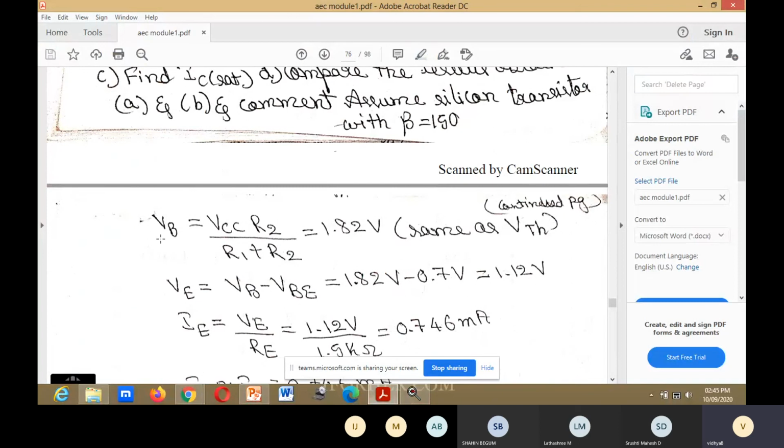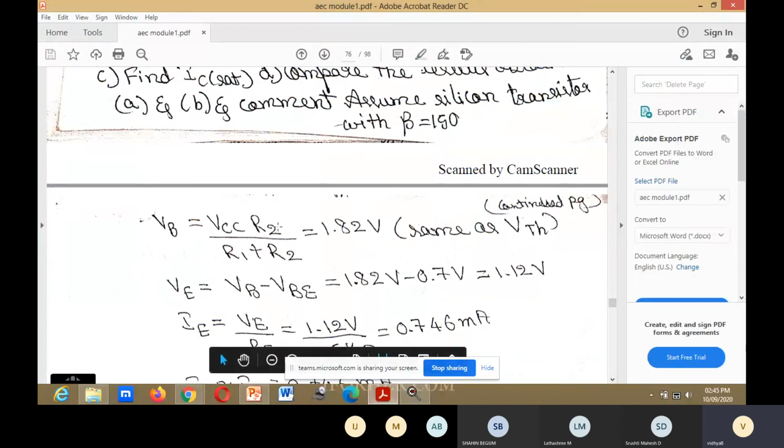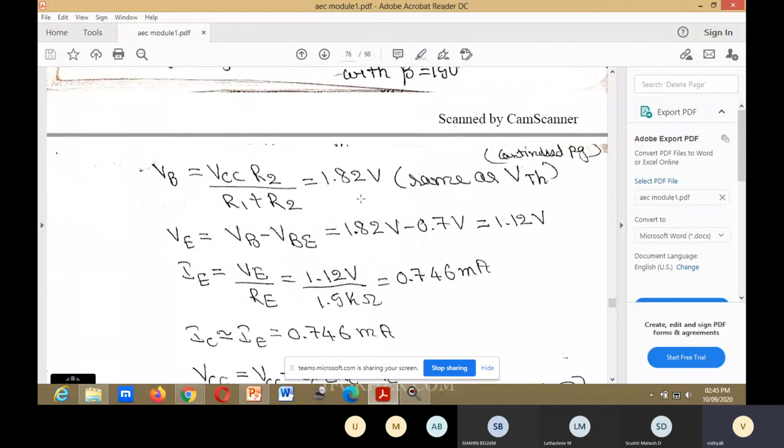Now VB is nothing but the same as VTH. In approximate analysis, instead of VTH we will write VB, and instead of RTH directly VB is equal to VCC times R2 divided by R1 plus R2. Substitute the values, you will get 1.82 volts.